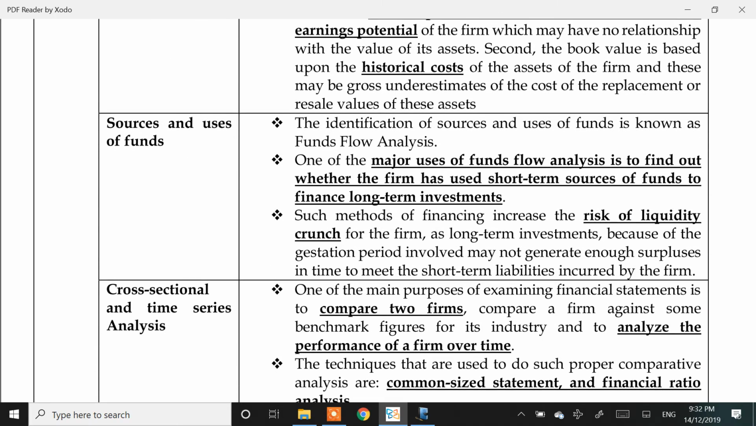Next, sources and uses of funds. This is basically the fund flow statement. One important principle is that any long-term sources of money, that is equity capital, reserves and surplus, preference capital, should always be used for long-term purposes, like buying a fixed asset. And any short-term sources of money should be used for short-term purposes like working capital. So I'll have to find out whether any short-term sources have been used for long-term investment. This can lead to a liquidity crunch for a company.